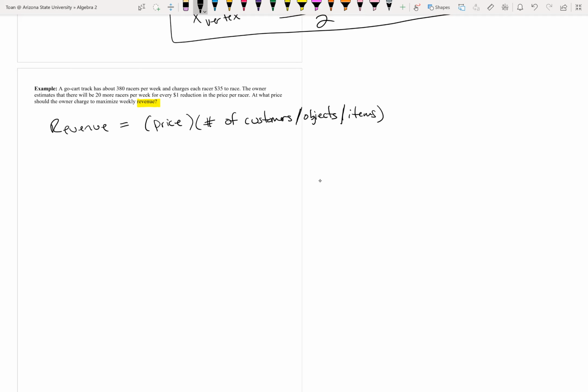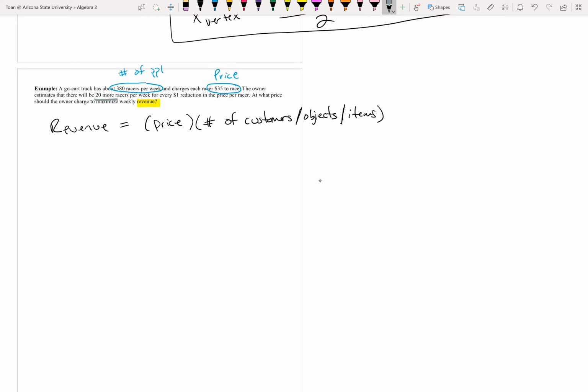Now, if we just skim the problem, it seems like they give us all the information we need, right? What do they say here? This owner charges $35 to race. Well, clearly that's what he's charging. So here's my price. There are 380 racers per week. Clearly that's the number of customers, number of people. Right. But he also says stuff like this.